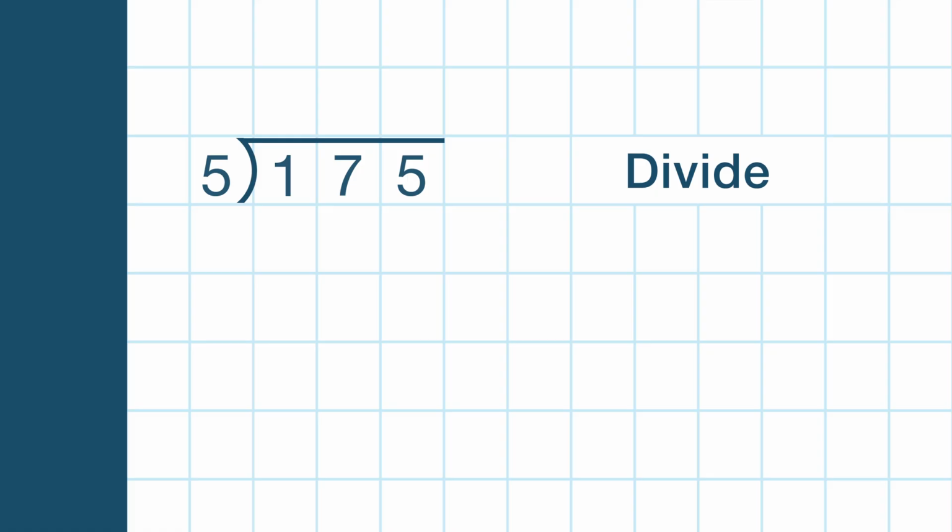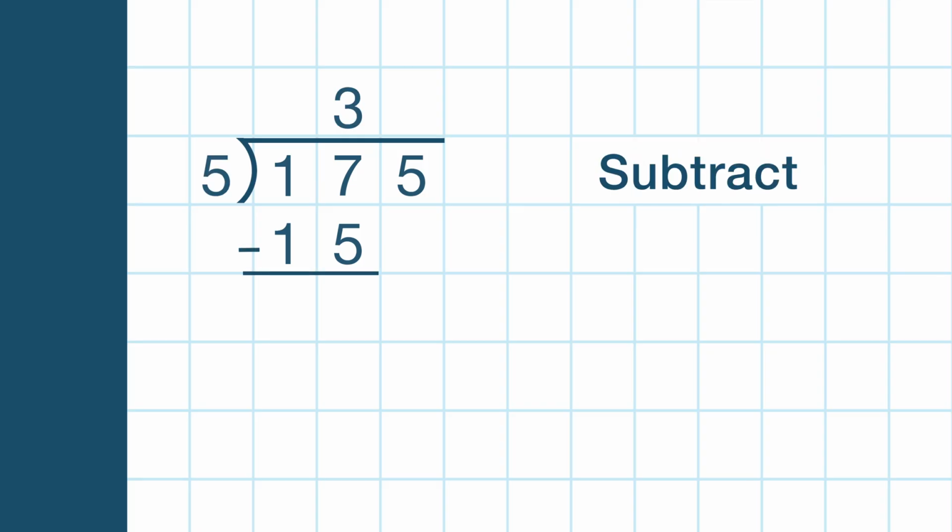Step 1, divide. 5 goes into 17 3 times. Write the 3 above the 7. Step 2, multiply. 3 times 5 equals 15. Write 15 under the 17. Step 3, subtract. 17 minus 15 is 2. Step 4, bring down. Bring down the 5 to make 25.